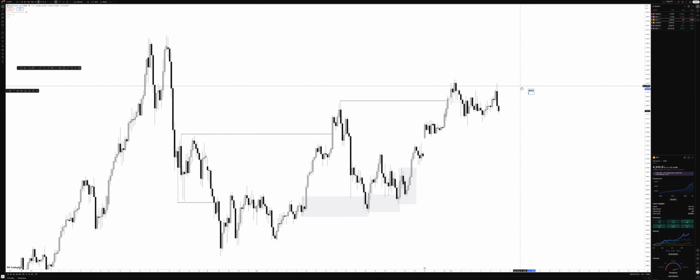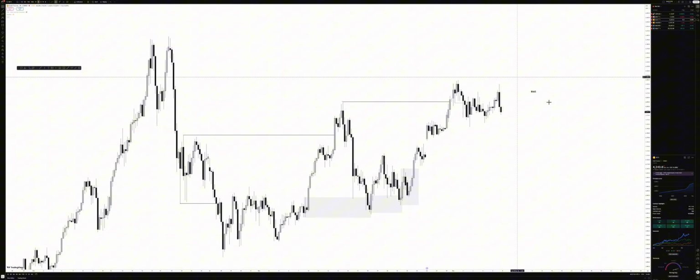So how do I get the bias? So how do you get your bias on the market, right? It's very simple. So basically you use structure, market structure. So as you could see, structurally we are clearly bullish. Now we have the swing structure and we have the internal structure.